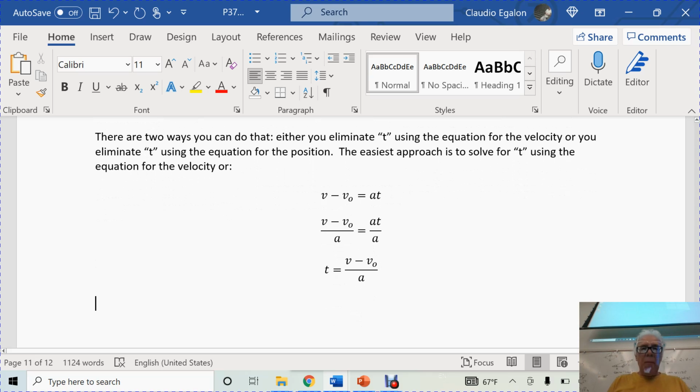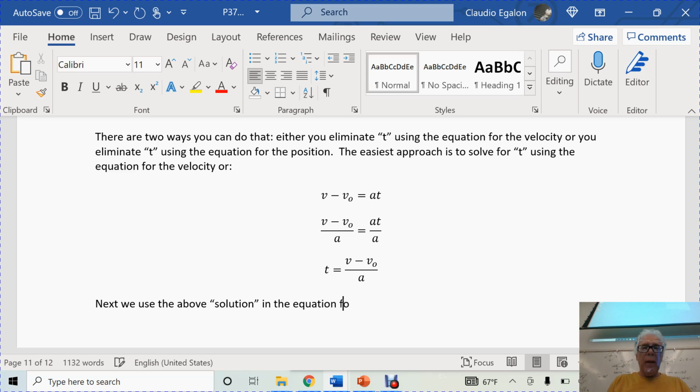Remember I told you that we're going to use two equations. Next, we use the above solution in the equation for the position. I remember doing that in high school, folks.